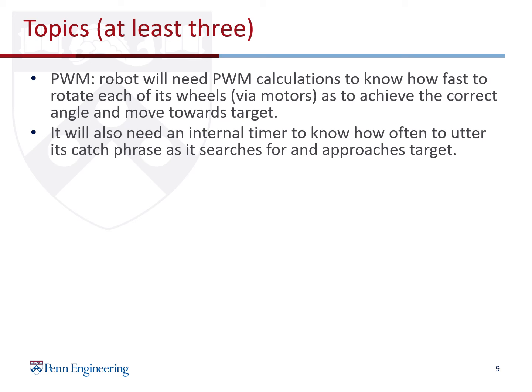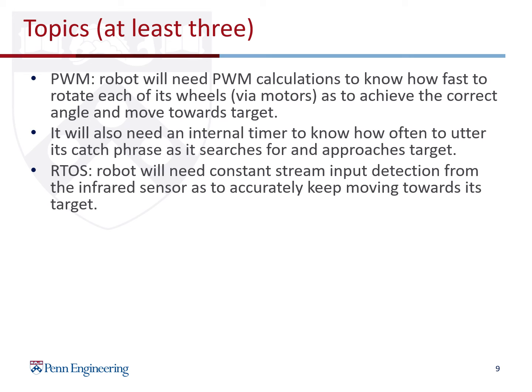It's also going to need an internal timer to know how often to utter its catchphrase as it searches for and approaches its target. We're also going to need RTOS. The robot will need constant stream input detection from the infrared sensors as to accurately keep moving towards the target. That is, we need to constantly know where the target is. We can't just know where it was 10 seconds ago, so we need a constant input and keep processing that input as we go.